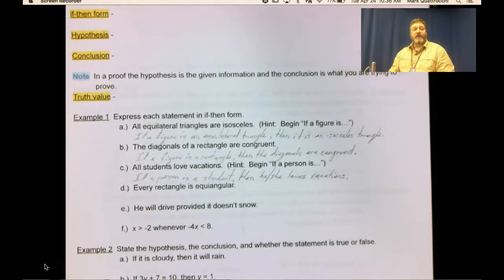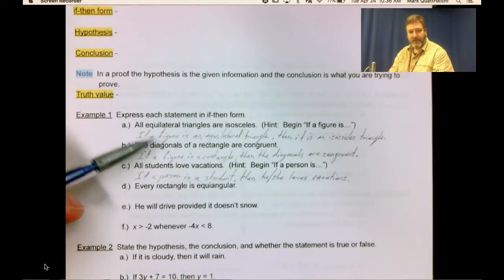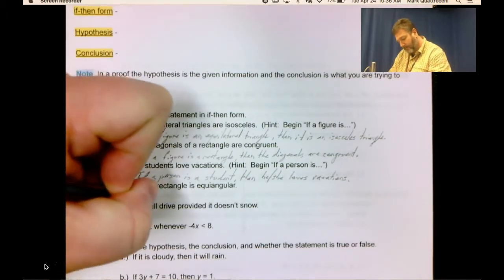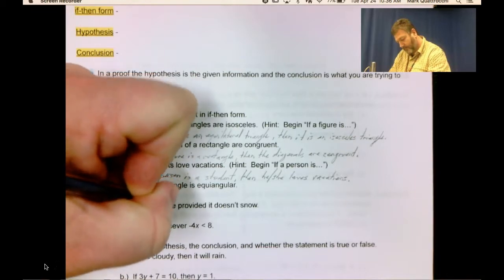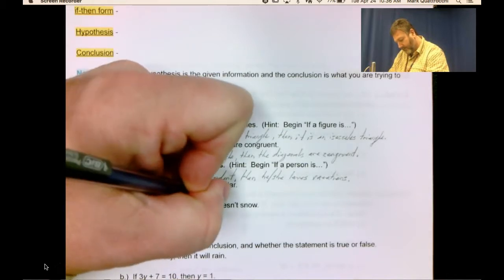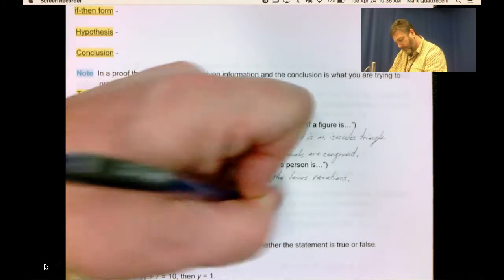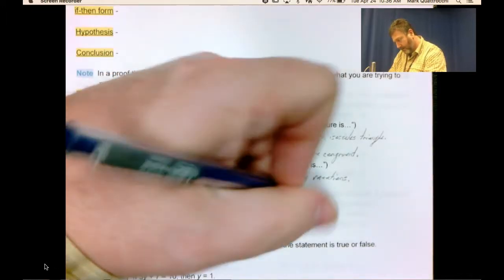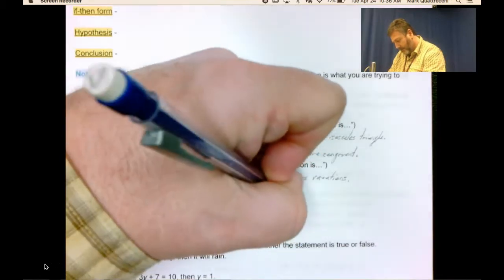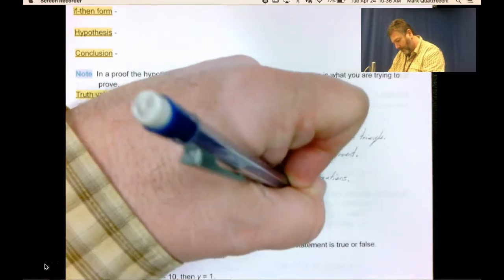Every rectangle is equiangular. So again, I'm going to go back to the hint up here for parts A and B. If a figure is a rectangle, then it is equiangular.